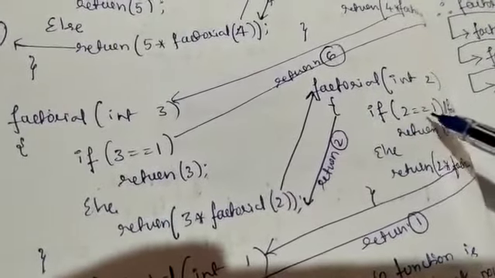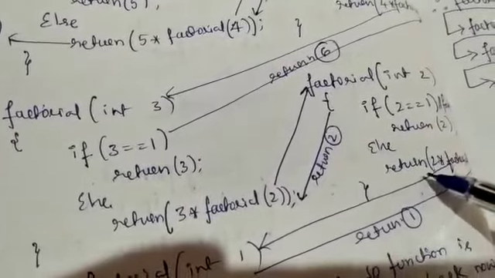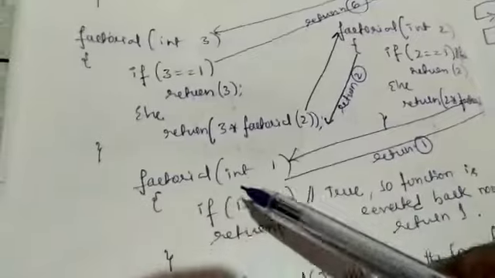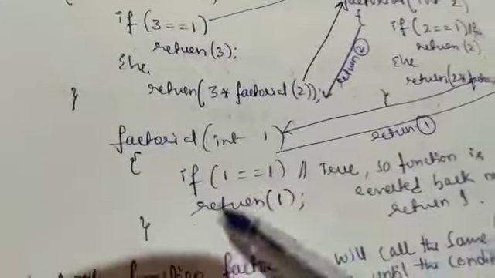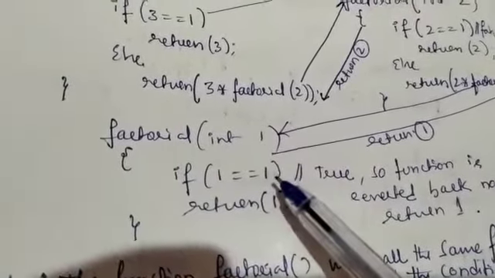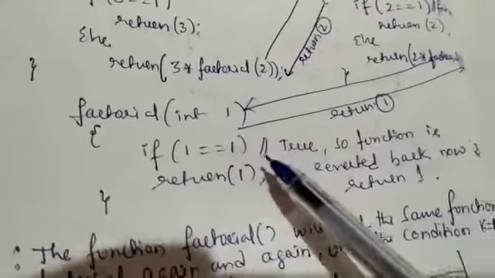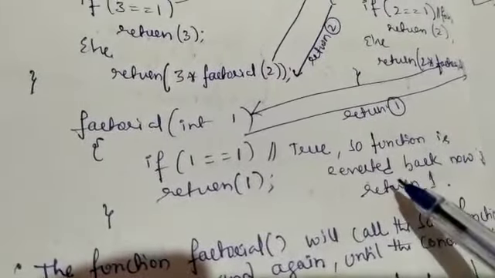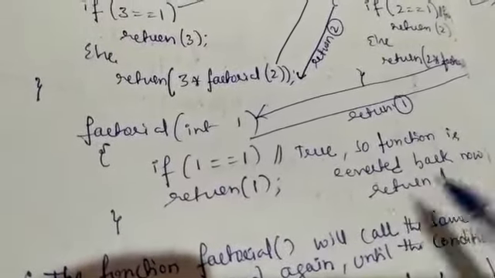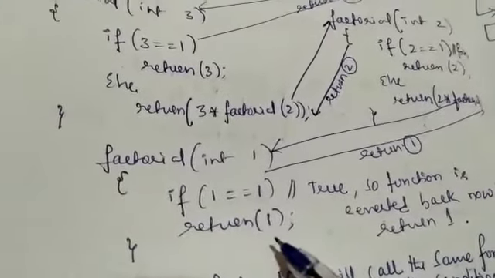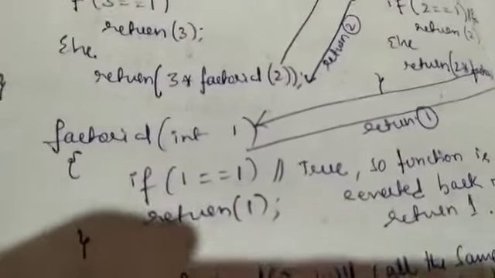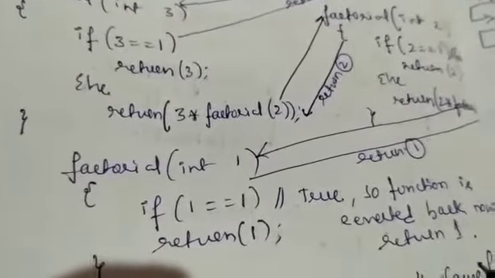Is 2 equal to 1? No, so the else part, and then 2 into factorial of 1 this time, that immediately calls factorial of 1. If 1 is equal to 1, now the condition is true, so the function is reverted back. It is going to revert back now and return 1. So this process, while reverting, shows what all the results it is going to return.